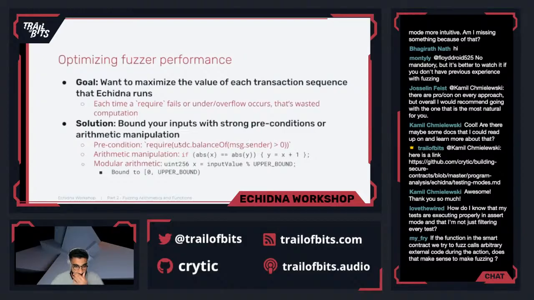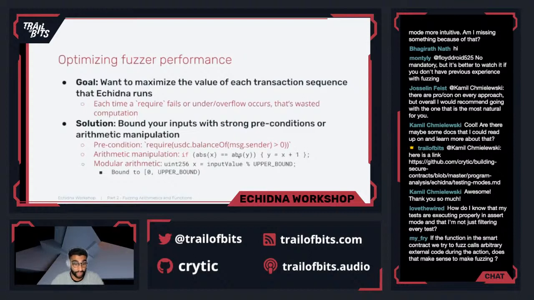message.sender has a balance of USDC. Because, like I said, I don't care about trying to transfer 0 tokens. Or maybe the transfer function is a custom one that reverts if you try to transfer 0 tokens. And in that case, why am I even testing it in the first place? I know the transaction is going to revert. That's wasted computation. You could also use arithmetic manipulation like we just did. I said if the absolute values are the same, I want y to be just 1 more than x, and I can still test that division is not commutative.